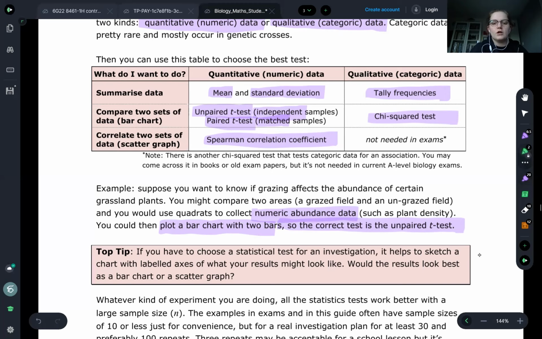So here are some clues. It's numeric straight away. That lets us know it's going to be a quantitative set of data, which means straight away we know we're not going to be doing chi-squared. We're comparing 2 areas, so we're comparing 2 sets of data. We know it's not going to be Spearman's rank. There are 2 different areas: one's a grazed field, one's an ungrazed field. That means they're not matched samples. They're unmatched, independent samples, separate from each other, which means we're going to be doing an unpaired t-test.